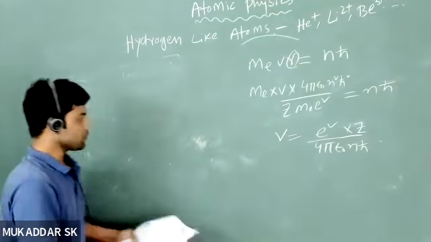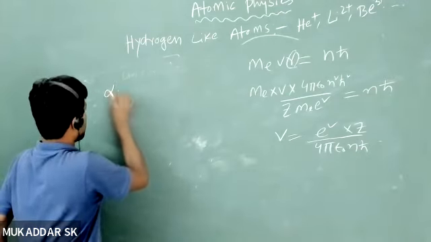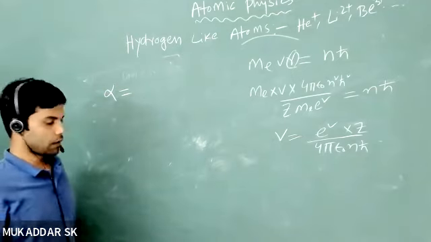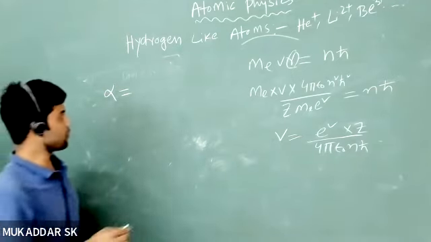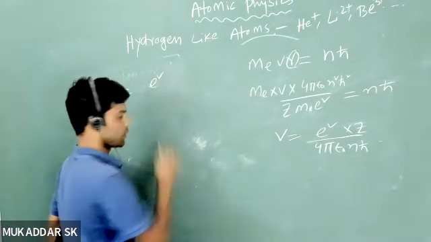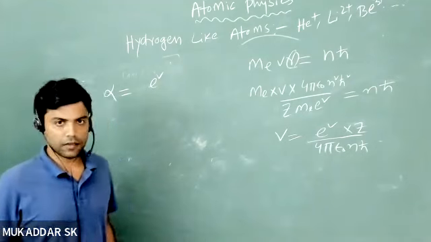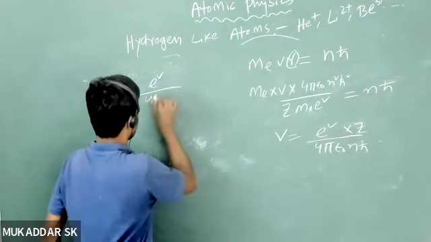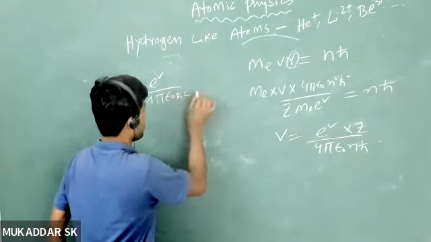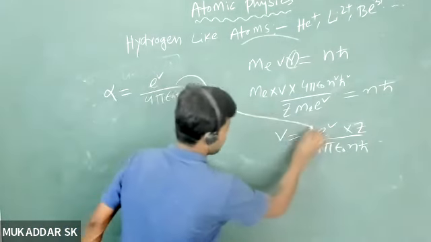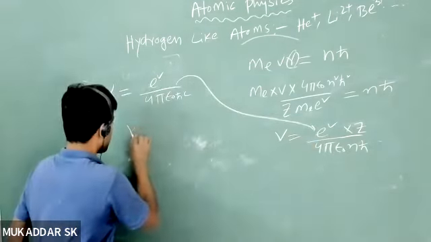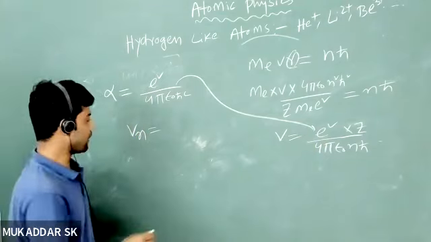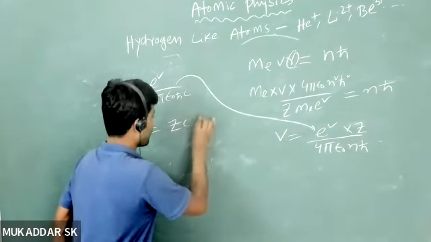Okay. So you see, yesterday we defined the fine structure constant. How much was it? Anju, can you please tell me? It was alpha equal to e square by 4 pi epsilon naught h cut c, right? Now if you insert this equation here, you will get the expression for speed as a function of principal quantum number small n, and that should be Z c alpha by n.